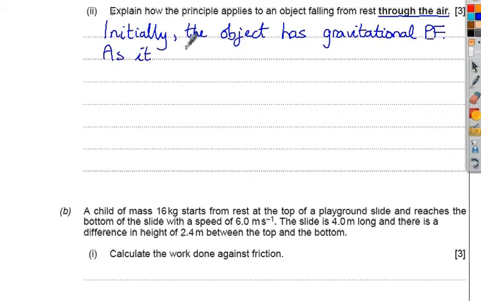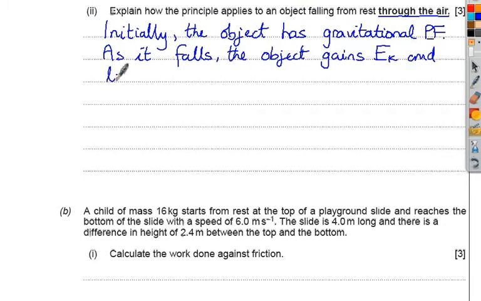As it falls, the object gains kinetic energy and loses potential energy, or gravitational potential energy. Wedyn dau farc neu dau bwynt da ni wedi gael o fanna. Mae'r trydydd pwynt yn dod o beth sy'n fama, through the air.